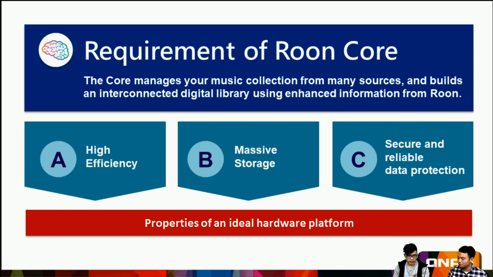So for QNAP NAS, we provide you a good CPU and good enough RAM for high efficiency. And for the massive storage, we have 2 bay, 4 bay, 8 bay, or even higher bay quantities of the NAS. And what kind of hard disk the users want to put inside as massive storage is made by their choices. So these two are what our hardware can provide. And for secure and reliable data protection, NAS is known for data protection and security, right? Exactly. That is all we can definitely provide to our users without any doubt.